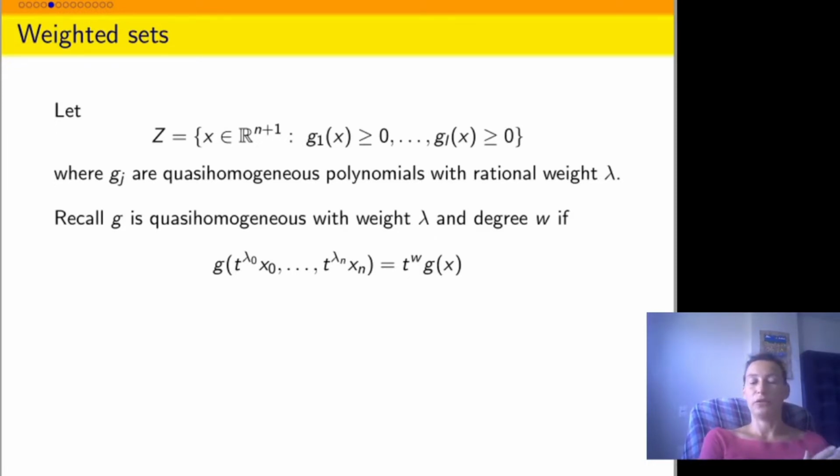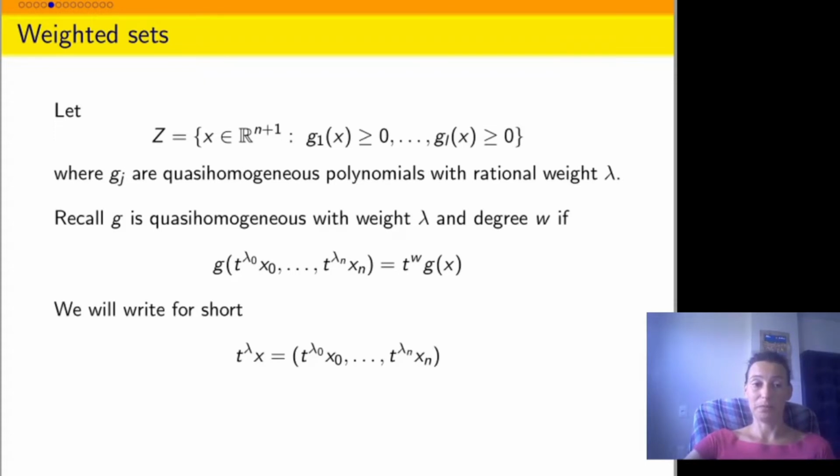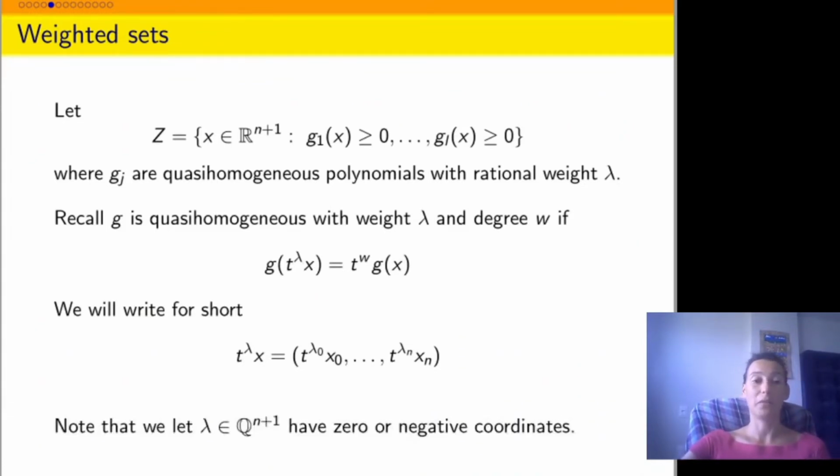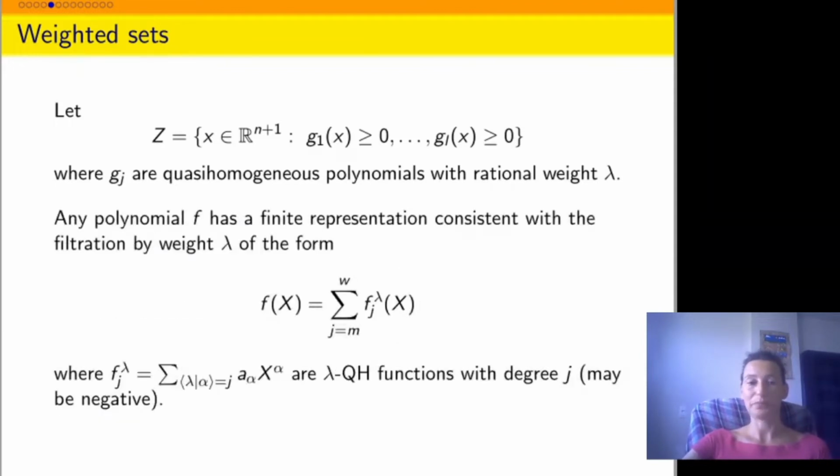The value of g on such coordinates is the same as an action onto the target. So t to w of g, exactly w being the degree with respect to this weight lambda. For short, we're going to write t lambda of x for the multiplication coordinate-wise of t lambda 0, x0, etc. So we let lambda have 0 or negative coordinates. That's important because it really makes a change in the geometry of the fibers.